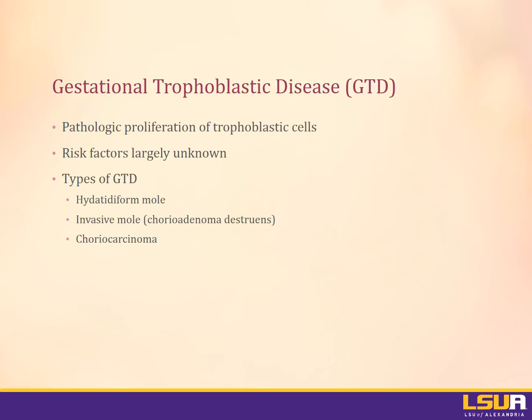So, for GTD, gestational trophoblastic disease, this is a pathological proliferation of the trophoblastic cells. It makes her look like she's pregnant. As I've told you earlier in the semester, HCG is positive as if she's pregnant, but it's going to be extremely high. We really don't know why this happens. The type is a hydatidiform mole that we talked about earlier, an invasive mole, or a choriocarcinoma.